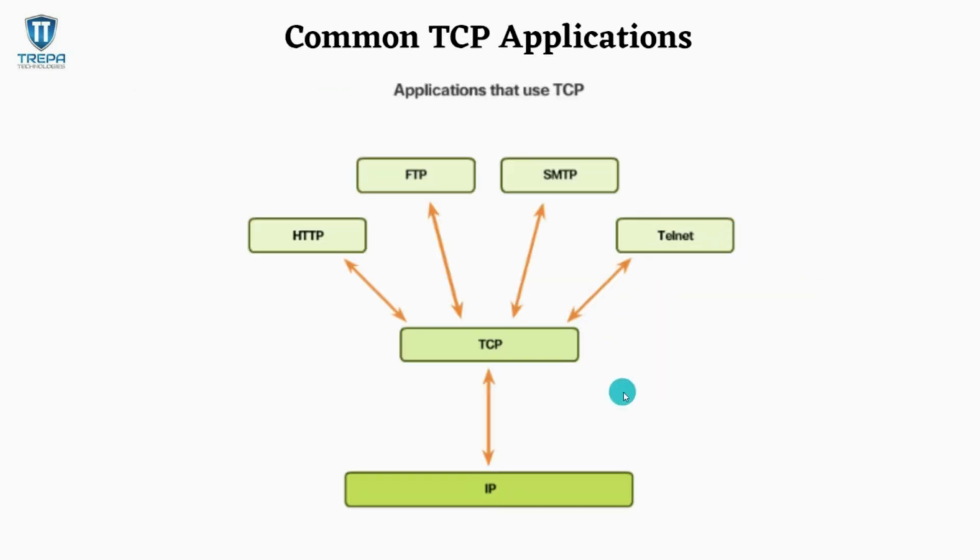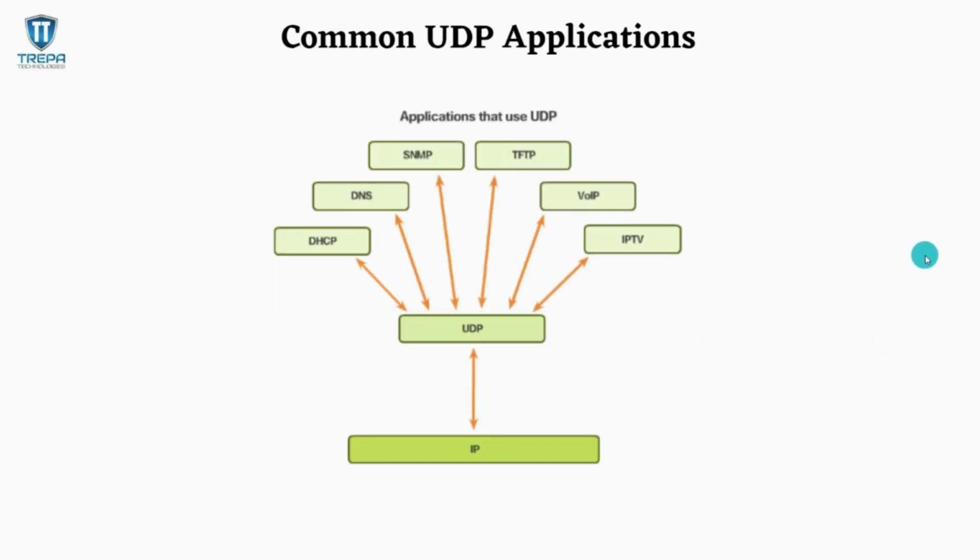Okay, and then we have some common TCP applications here. HTTP, FTP, SMTP, and Telnet all need to have a reliable connection. Then some common UDP applications: DHCP, VoIP, TFTP, the Trivial File Transfer Protocol, and SNMP, which we're going to learn about.